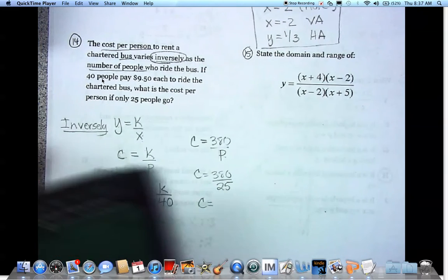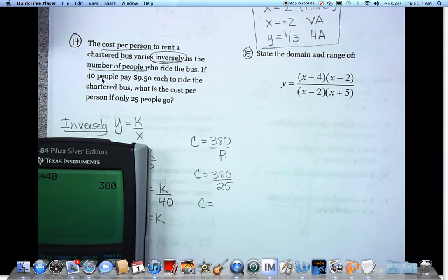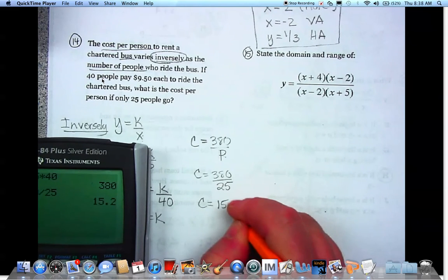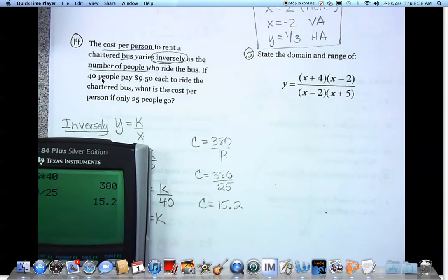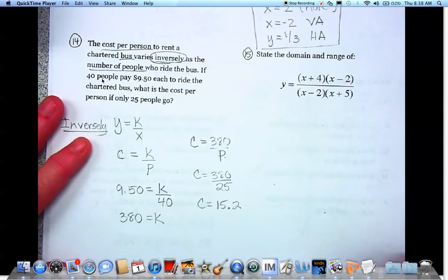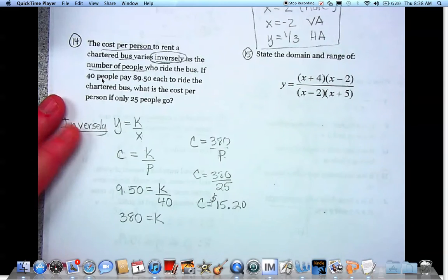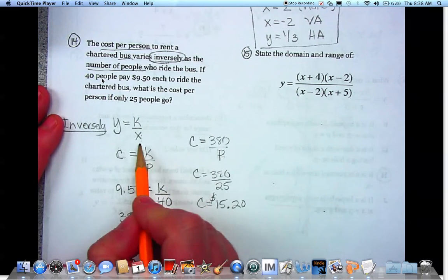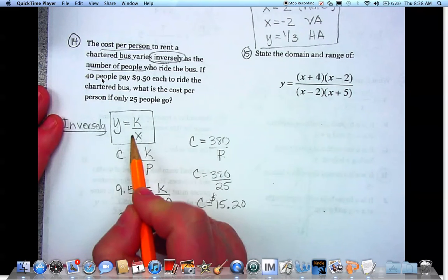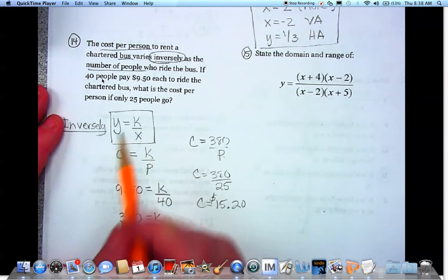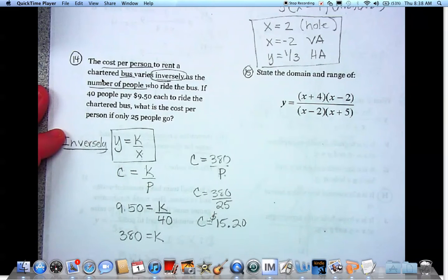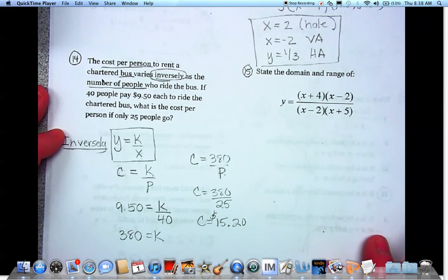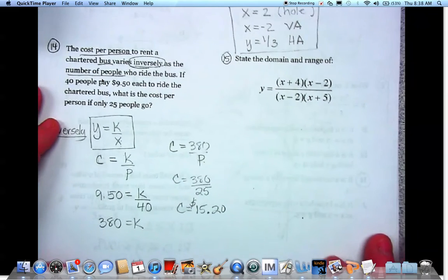Now, the only reason you would have to do it this way, if you know how to do it without doing it this way, you can. The only reason you would need to know this way is if it asks for the constant of variation, they ask for the K. So you need to know these in case they ask for the K. Otherwise, if you know another way to solve it, solve it however you know.